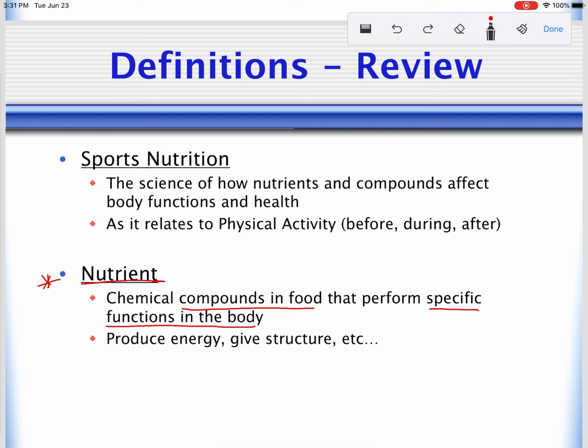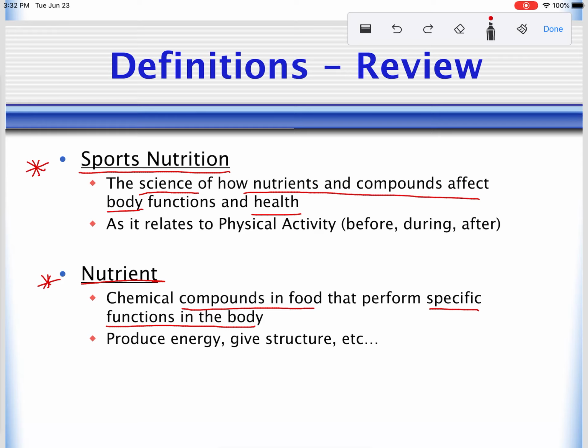Like I said, a nutrient is some kind of compound in a food that goes on to perform a specific function in our body. Let's next define sports nutrition. Sports nutrition is the science or study of how these nutrients affect our body and our health. That's what nutrition is: the study of how these nutrients affect our body and affect our health.